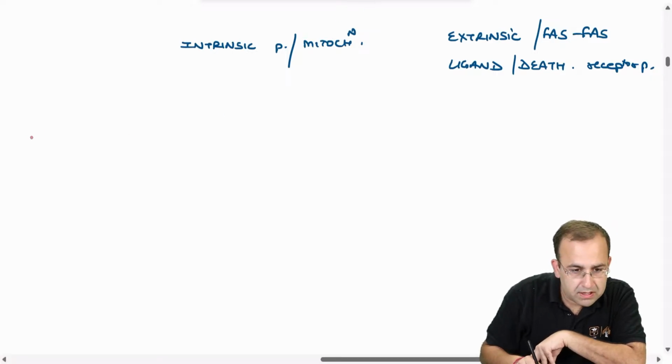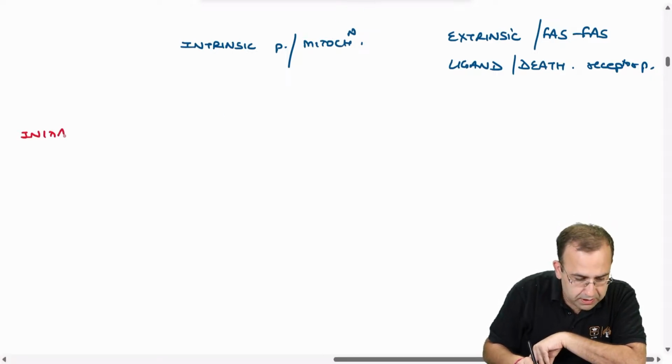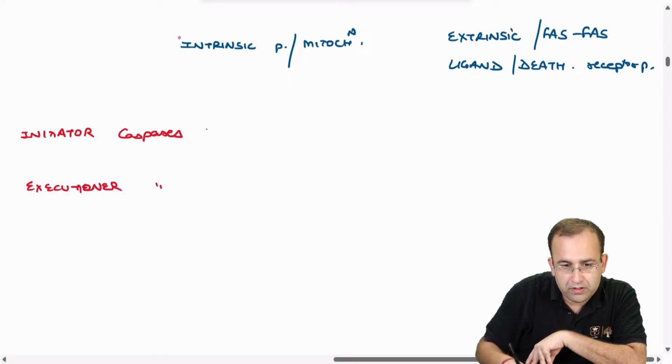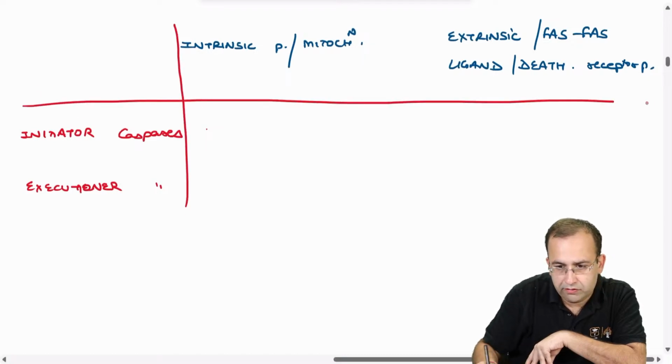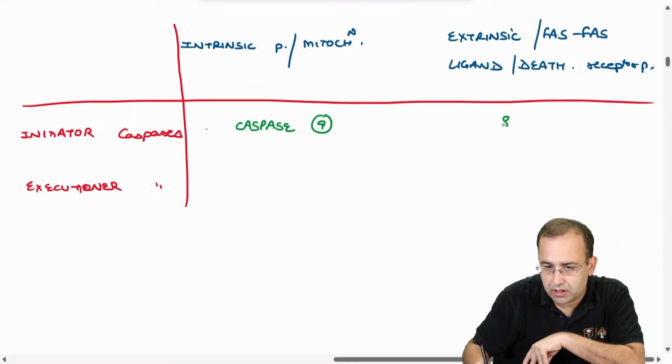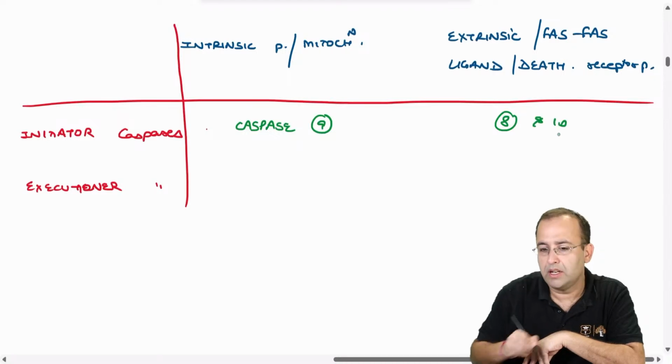Now caspases are of two types: initiator versus executioner caspases. The initiator caspase of the intrinsic pathway is caspase 9 versus extrinsic, which is caspase 8 and 10.